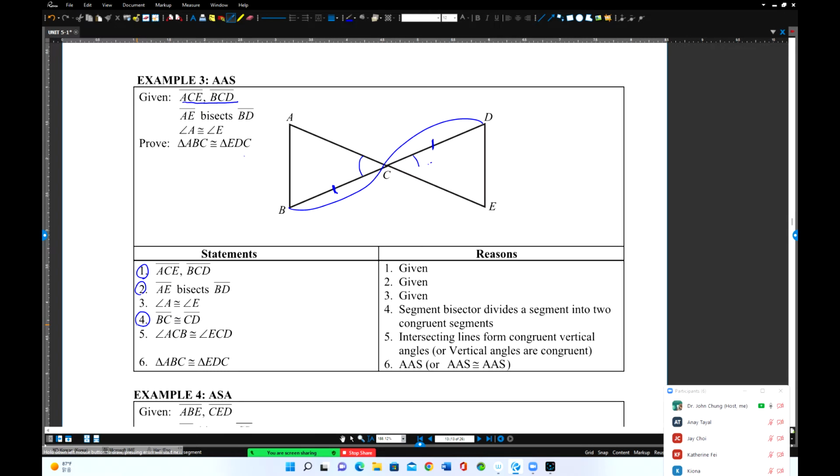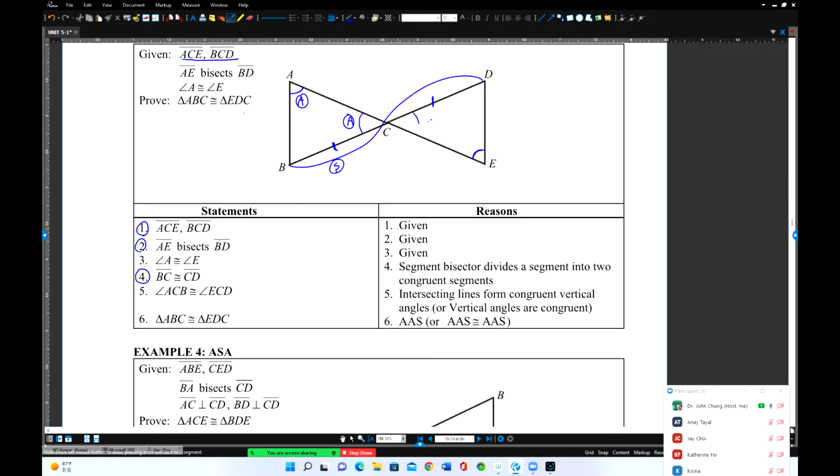And also, this is given: angle A and angle E are congruent. Okay, this is the given. So that is one angle, and another side over here. We need one other angle over here, using vertical angles. We have to go with the method AAS, angle, angle, side. The reason you have to memorize: a segment bisector divides the segment into two congruent segments. That's why we got the two line segments that are congruent.